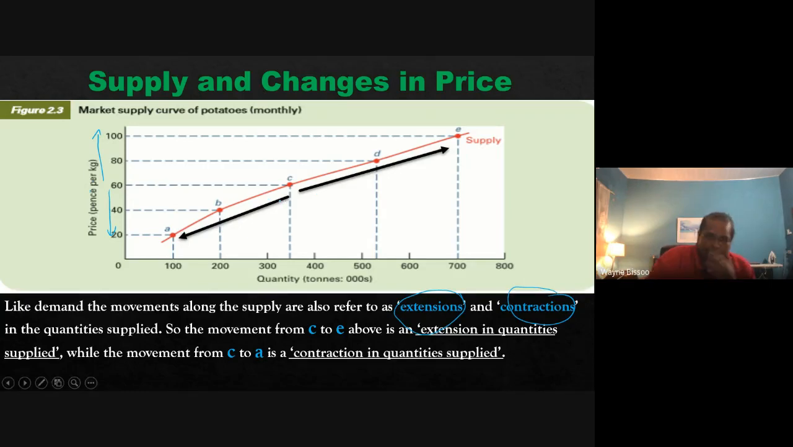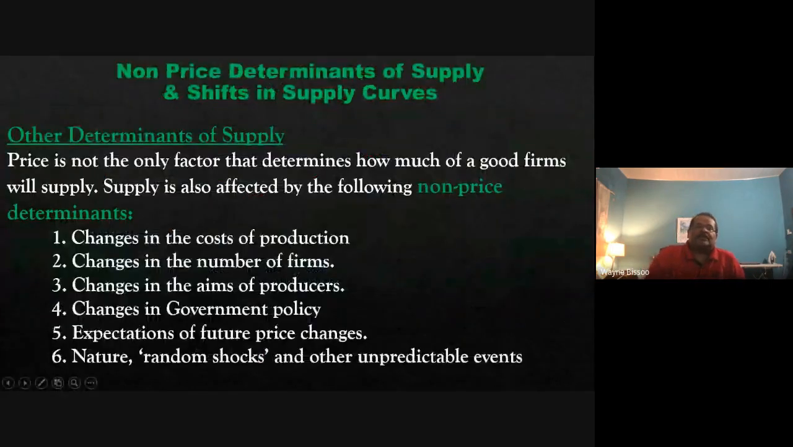All right. So these are the non-price determinants of supply. Changes in the cost of production. That actually has to do with the factor inputs or factor costs. You all know about that one, right? Factors of production. If the cost goes up, then what will happen? If factor costs rise, what do you think would happen? Supply would do what?